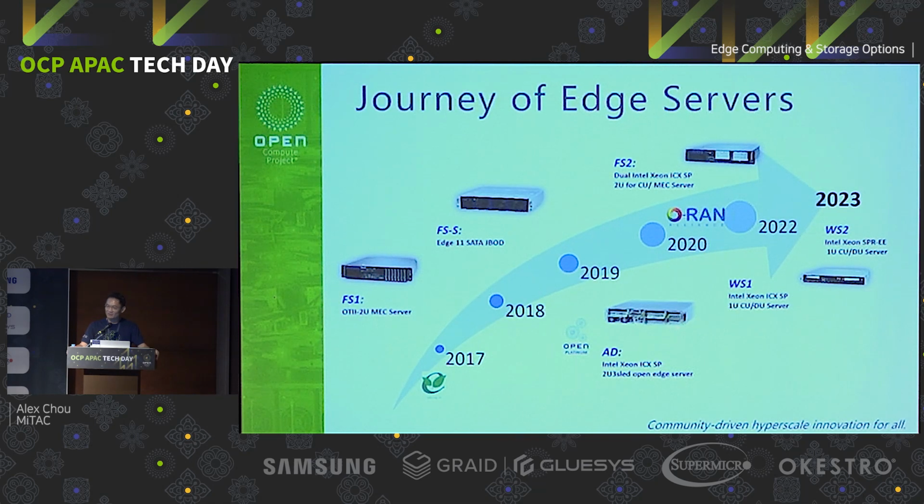On the other hand, in 2020, we joined the ORAN committee. ORAN means Open RAN. So we have our edge server purpose-built for the ORAN DU server. There are also 2 generations for the DU server. One uses the Ice Lake CPU, and the other uses the SuperRapid CPU.